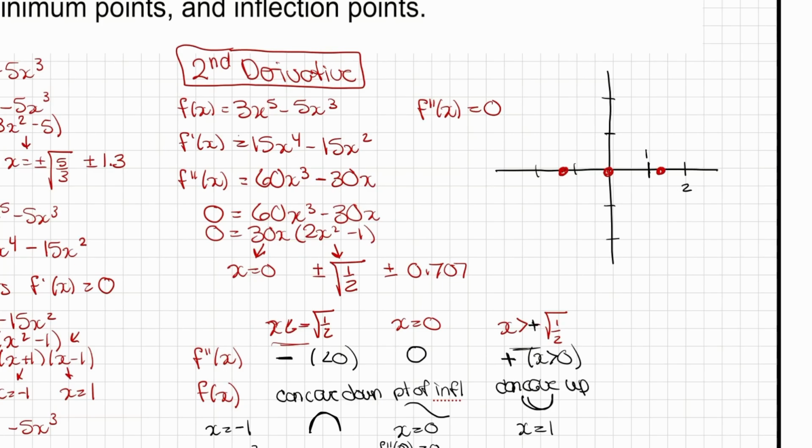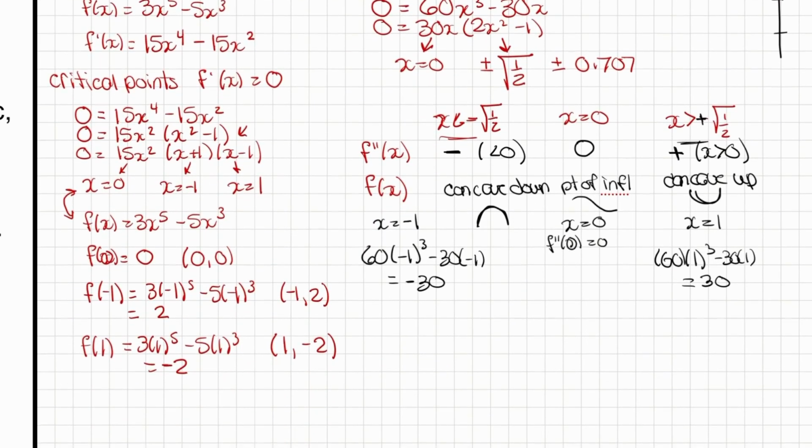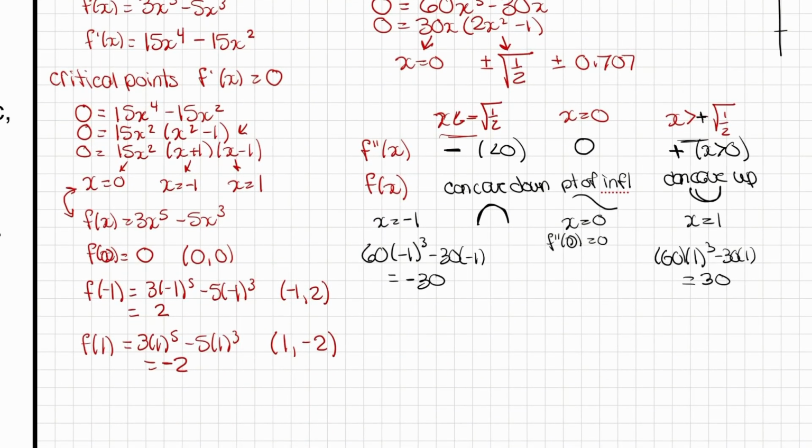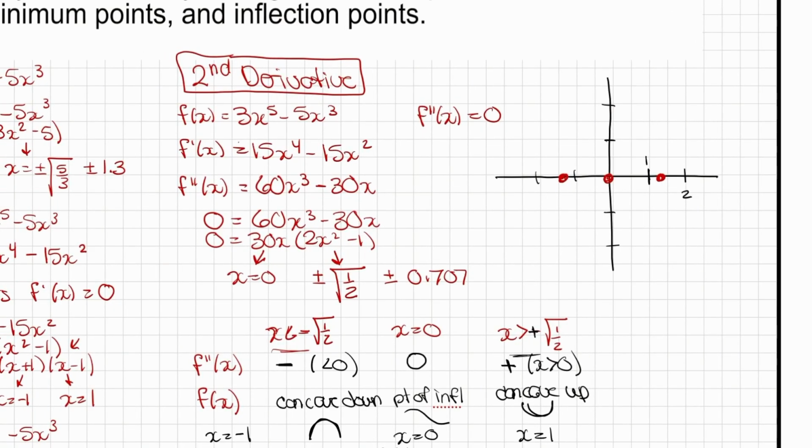Now let's add our critical points. Our critical points over here, we found 3 of them: 0, 0, negative 1, 2, and 1, negative 2. Oh, excuse me. We already have 0, 0 on here. Now we have to do negative 1 and positive 2. It's going to be up here. And then we have 1 and negative 2.